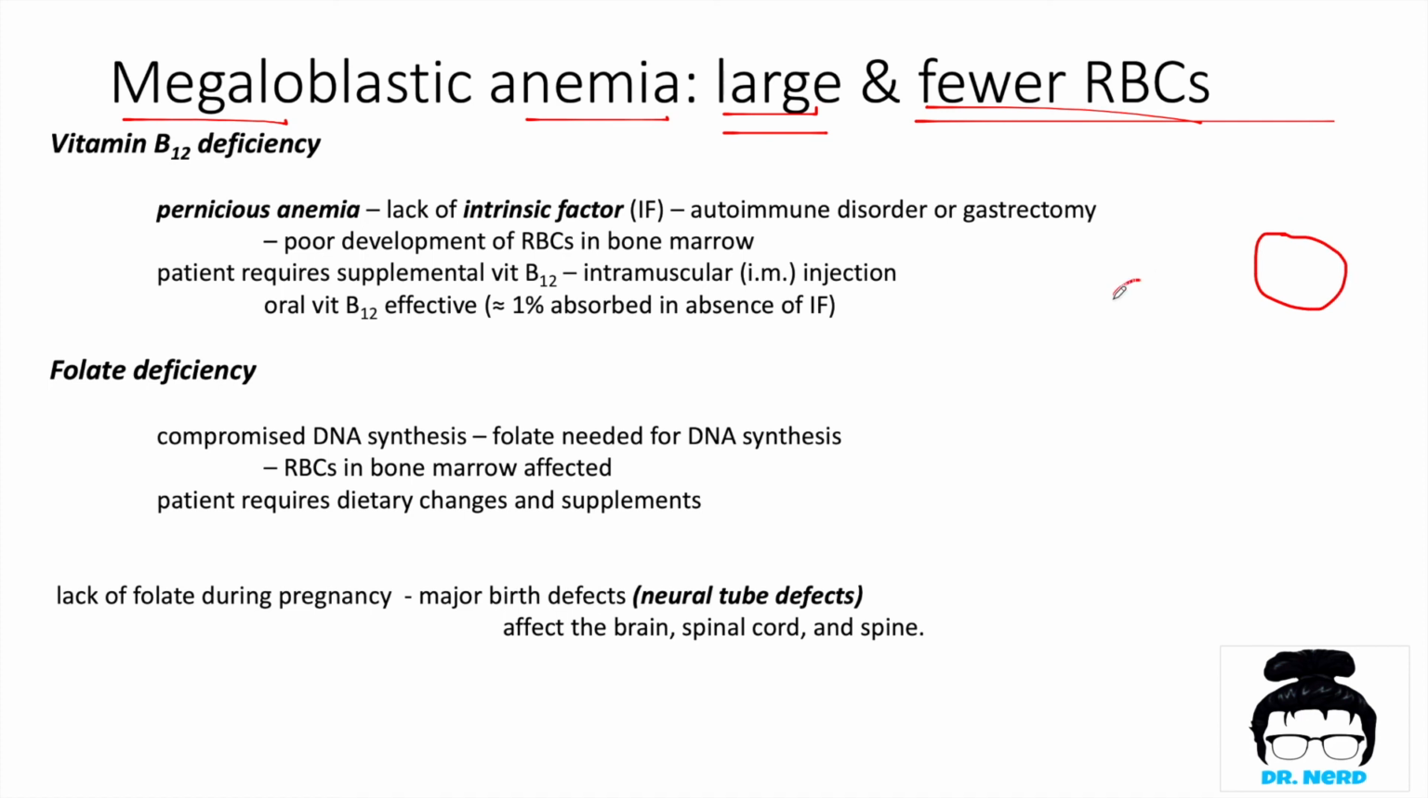Now vitamin B12 deficiency will cause pernicious anemia, which is the lack of intrinsic factor. It's an autoimmune disorder where the body does not form intrinsic factor, or it's caused by gastrectomy, which is what I've already explained. When you cut the stomach, you cut the parietal cells, so there is a lack of intrinsic factor secretion. Poor development of RBCs in the bone marrow. Patients require supplemental vitamin B12. It can be either an intramuscular injection, so an injection into the muscles, or oral vitamin B12 is also effective.